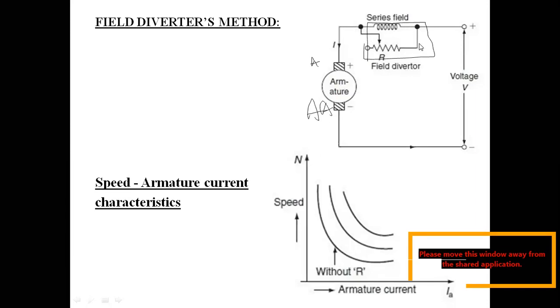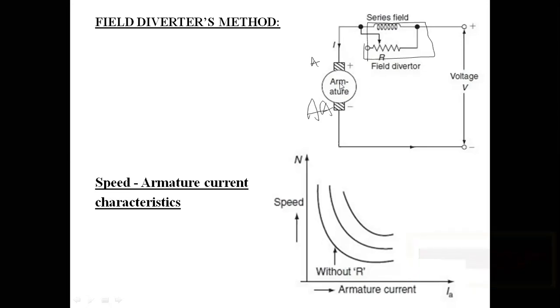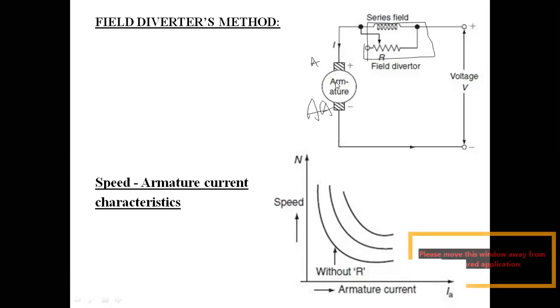So what will happen when the current is diverted from entering the series field? Whatever current passes through this armature is going to be controlled. By controlling this current, we are going to control the flux. That is, we are going to decrease the flux by varying this variable resistor in parallel with the series field. This variable resistor is nothing but a field diverter.